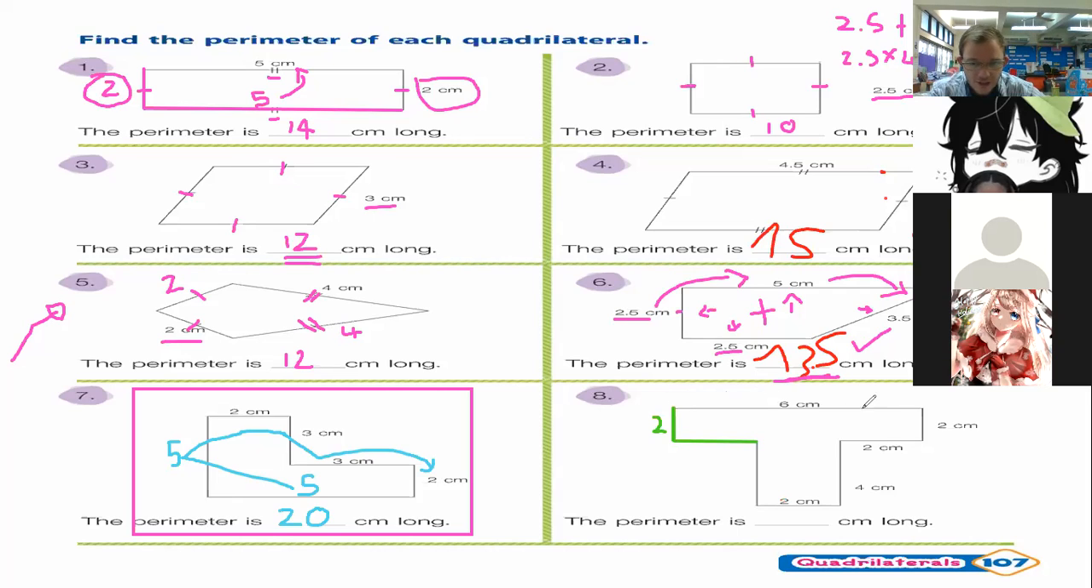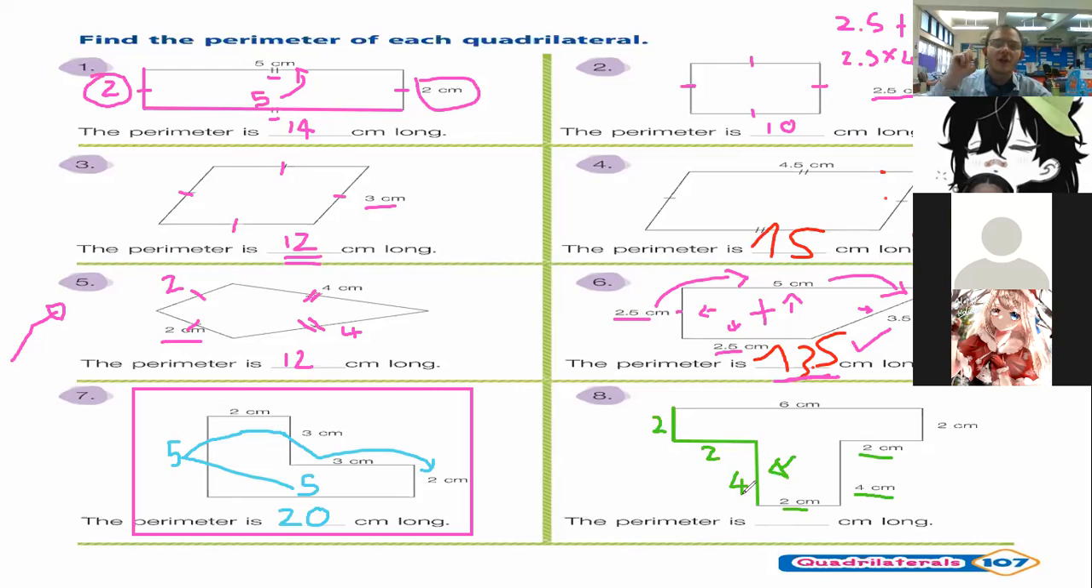Because the top one is 6, and we have a 2 here and a 2 here. So 6 minus 2 equals 2. Okay, and the last one, what is the length of the side here? What is the length over there? Anyone tell me? It's the same as this one here, which is 4 centimeters.